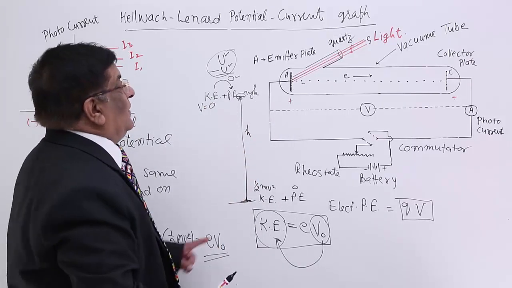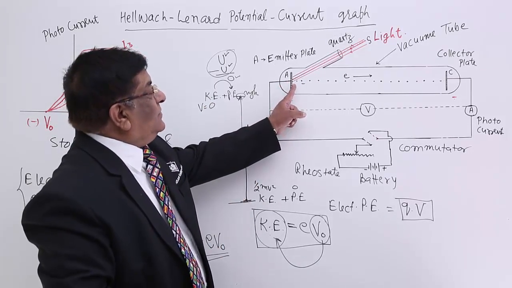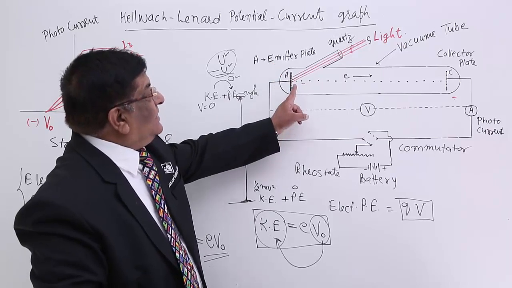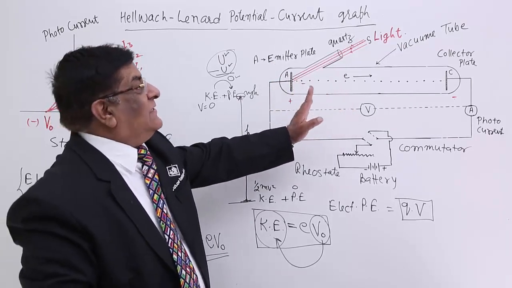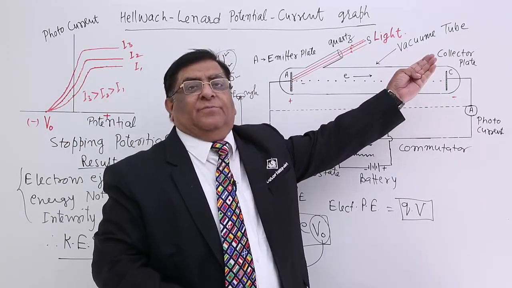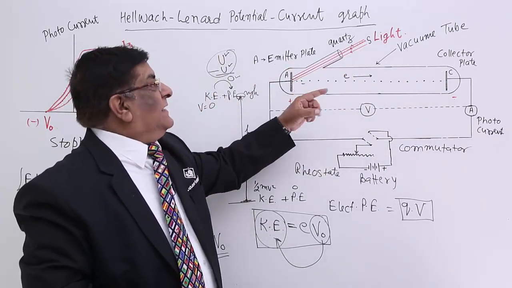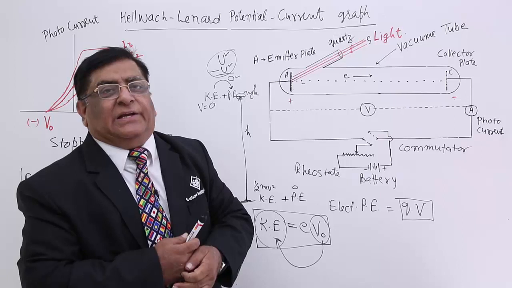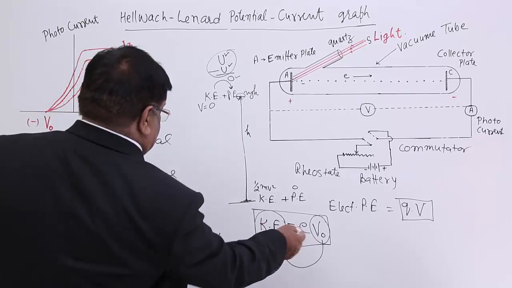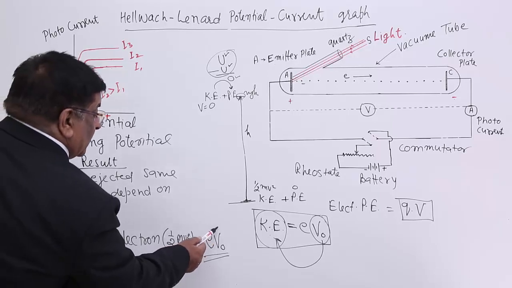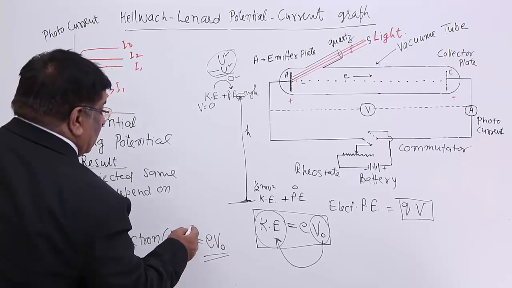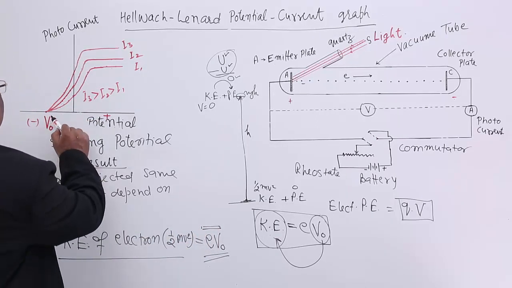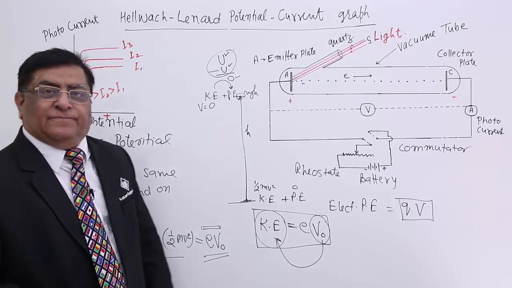Now, this electron has come out. After coming out, it had a certain energy, and because of that energy it was trying to run. That run was stopped by the negative potential because it converted that energy into potential energy. And how much is that? eV naught. So it had kinetic energy equal to eV naught. So the stopping potential multiplied by e gives the energy of the electron. This is one important conclusion we got from stopping potential.